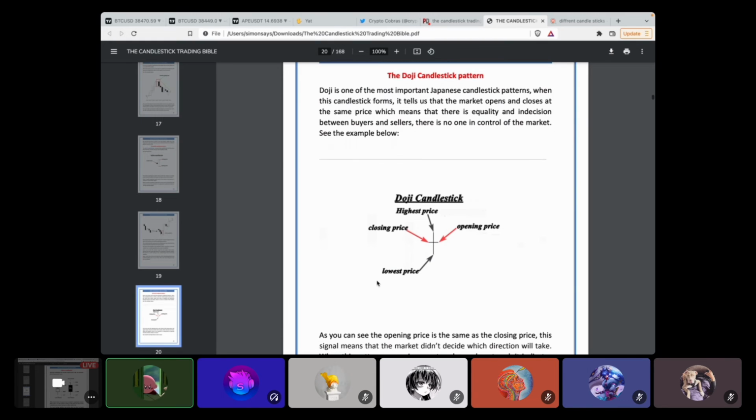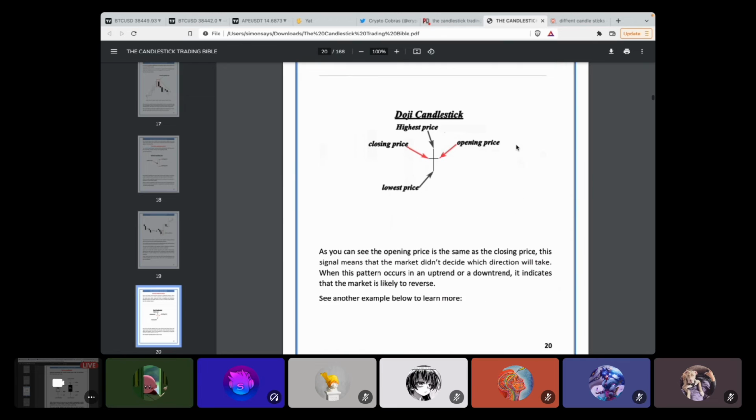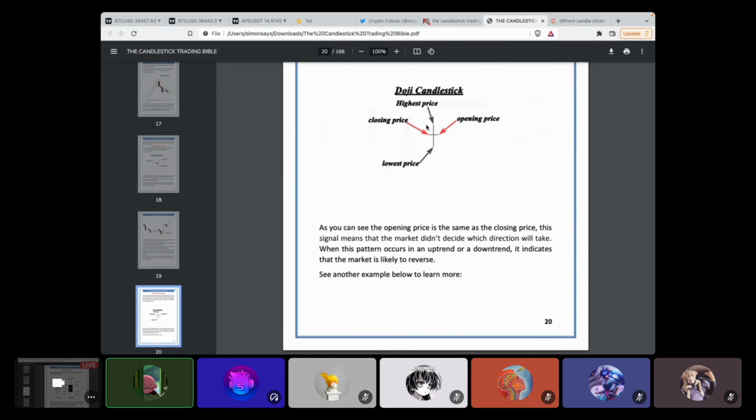Doji candlestick, right? Doji is one of the most important Japanese candlesticks. When this candlestick forms, it tells us the market opened and closed at the same price. That means there's generally equality and indecision between the buyers and the sellers. No one is in control of the market, right? For an hour, your price and your entry is just stuck if you entered on this candle for this hour.